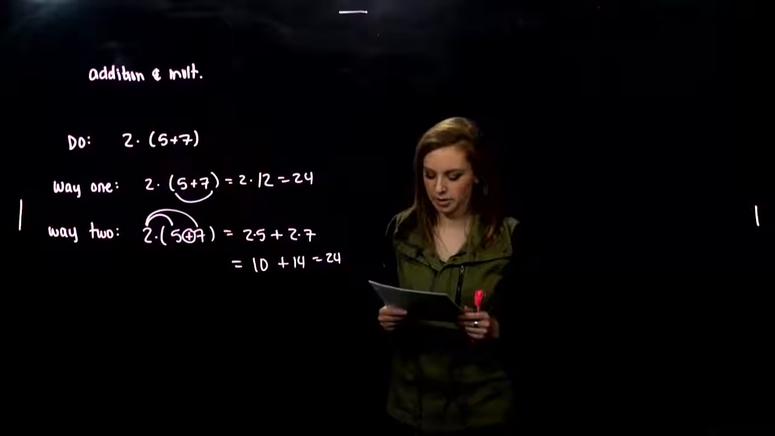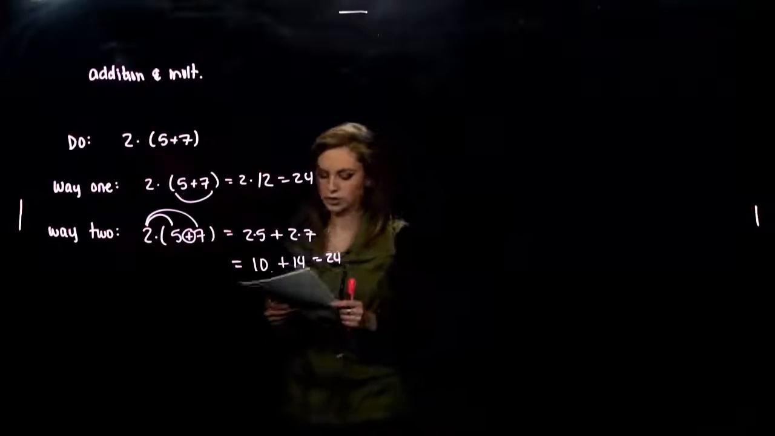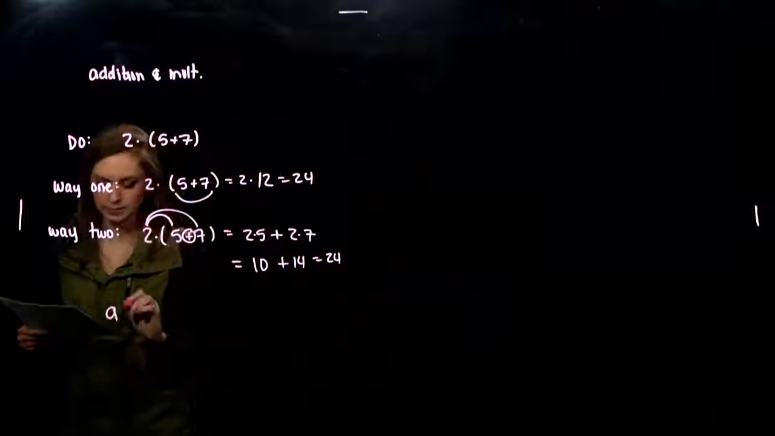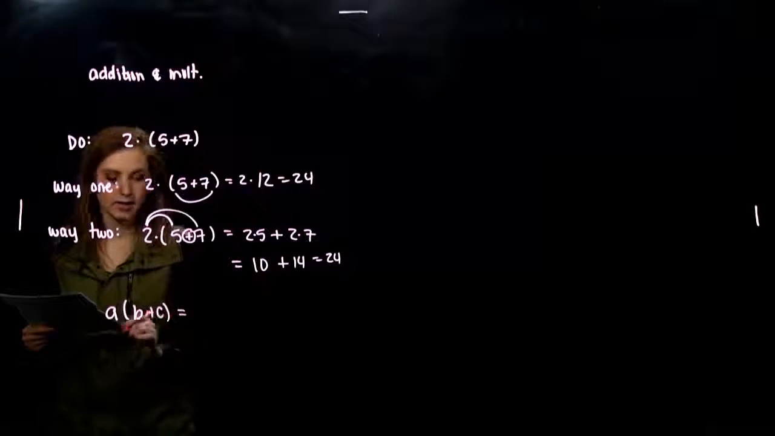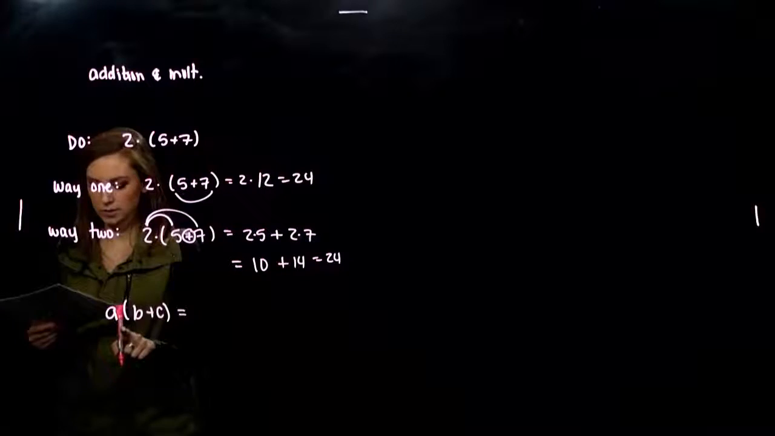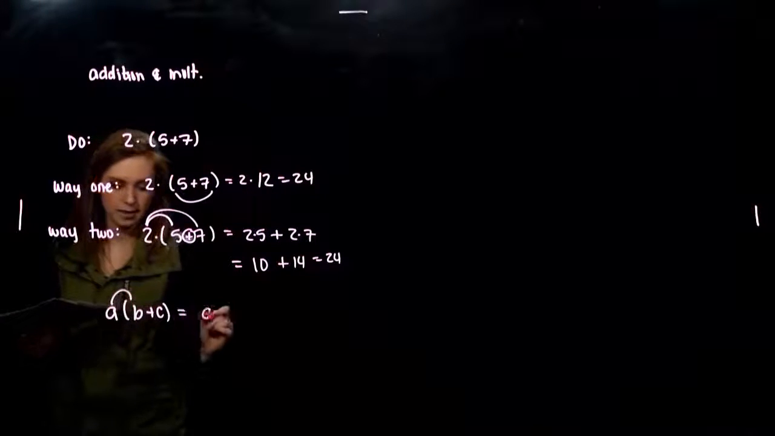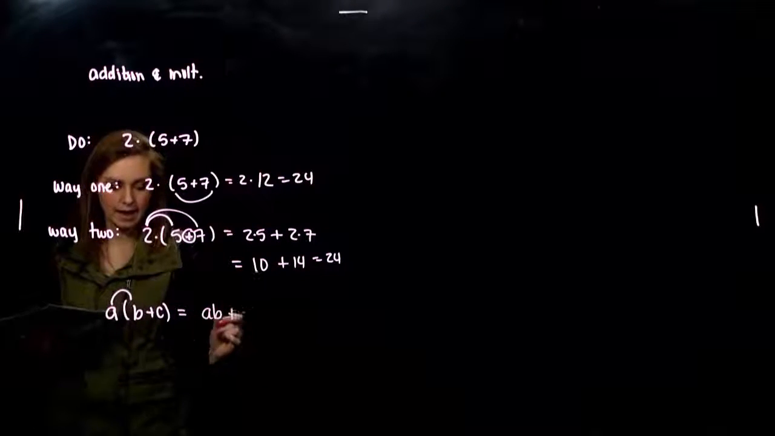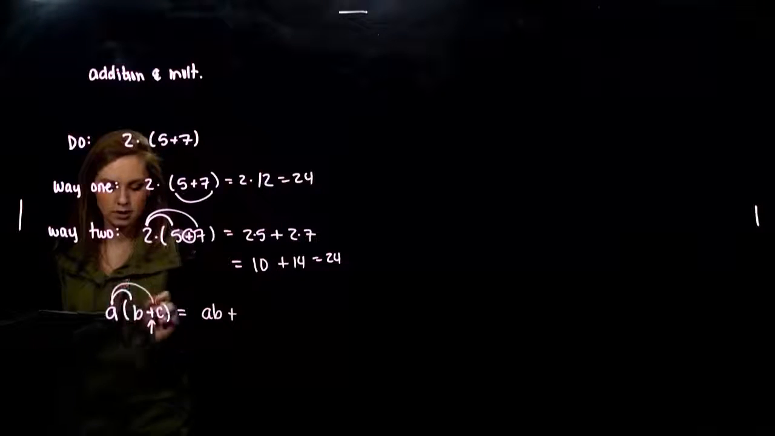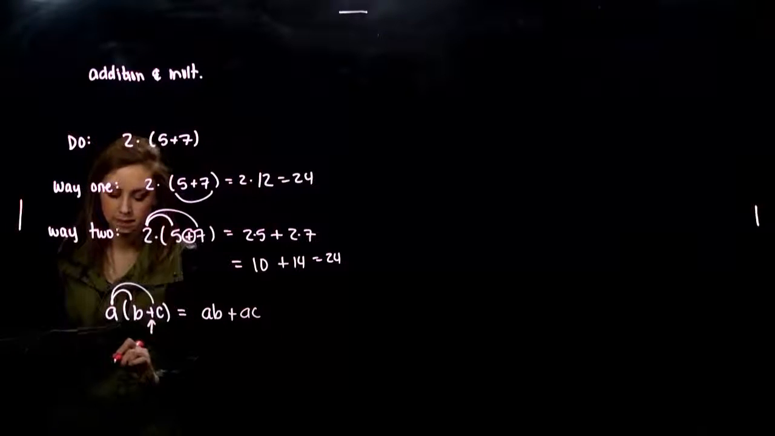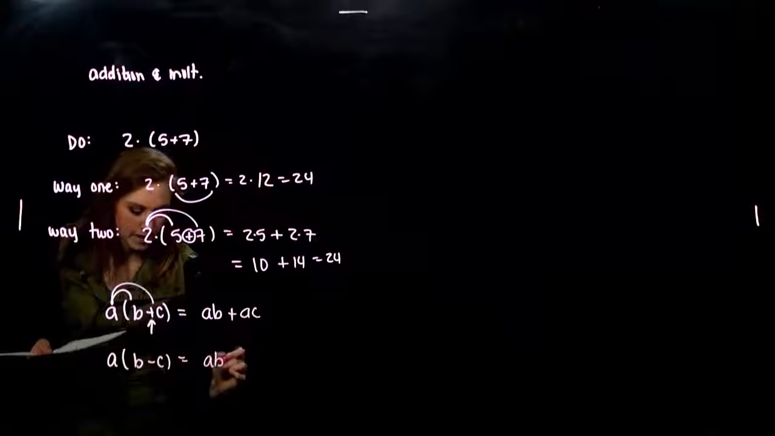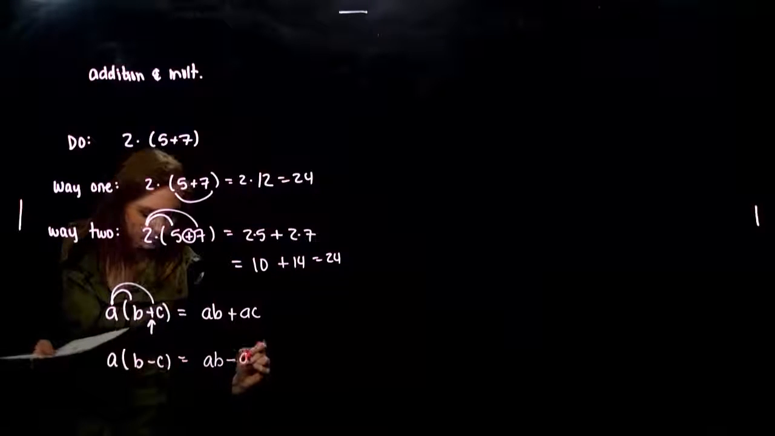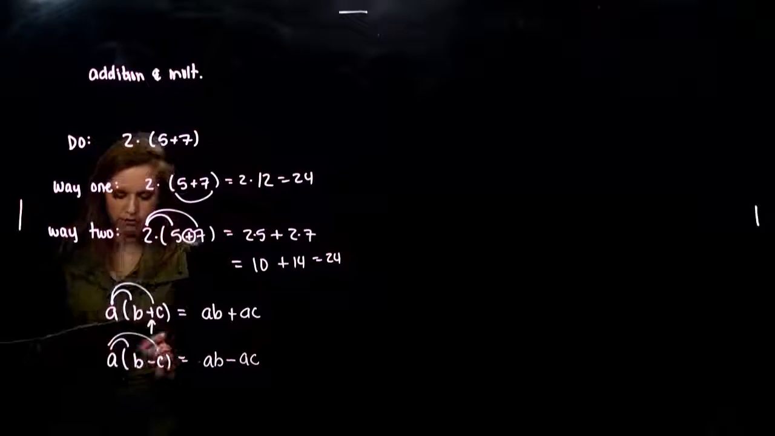So the distributive law of multiplication over addition. Again, what happens? If B and C can't be combined, then simplify this and get rid of those parentheses. I have to distribute A to B and add, since I'm dealing with addition, A times C. Same thing with subtraction, but what do you think changes? AB minus AC, distributing to each.